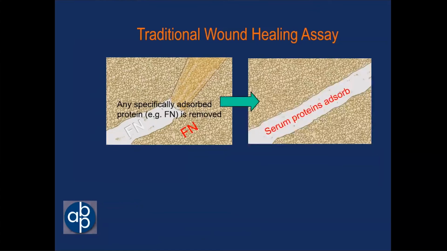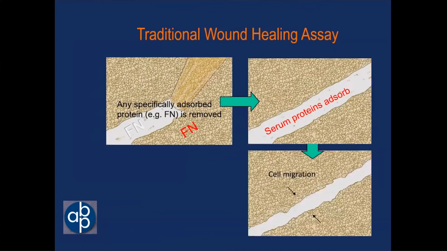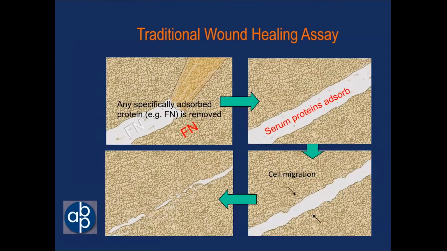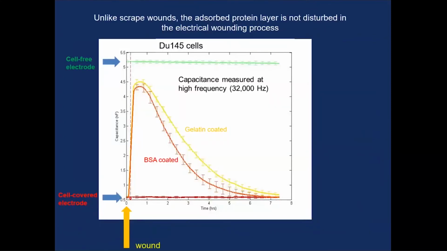And in those open spaces, serum proteins from the medium will adsorb. And so as the cells now migrate in to heal that wound, and ultimately close it up, we're not looking at migration on fibronectin directly. With the ECIS wound healing assay, we electrically wound the cells sitting on that small 250 micrometer diameter electrode. And then we can monitor the dynamics of migration as the cells come back in to heal the wound.